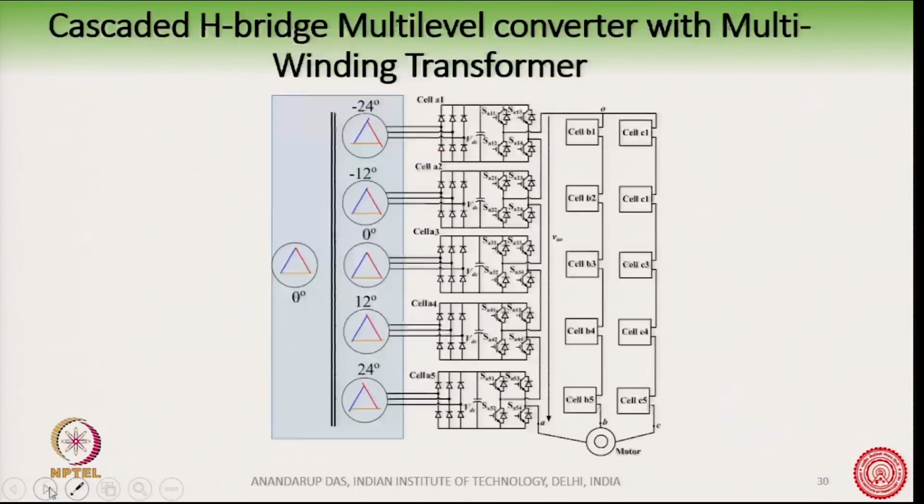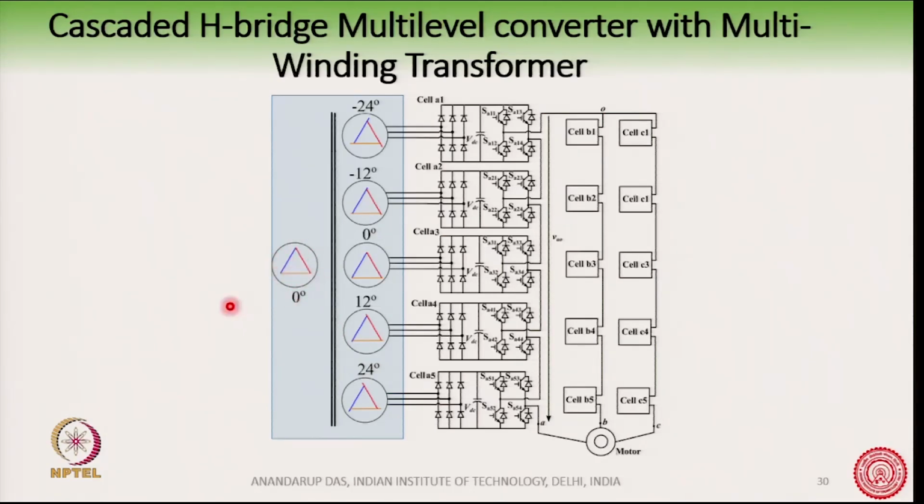Okay. So, let us now see how this extended delta can be used in a CHB. Okay. You can see here in this 5 cell CHB we have 5 rectifiers, and these are supplied from the secondaries of this extended delta connected transformer. Okay. The primary may be in delta, may be in star.